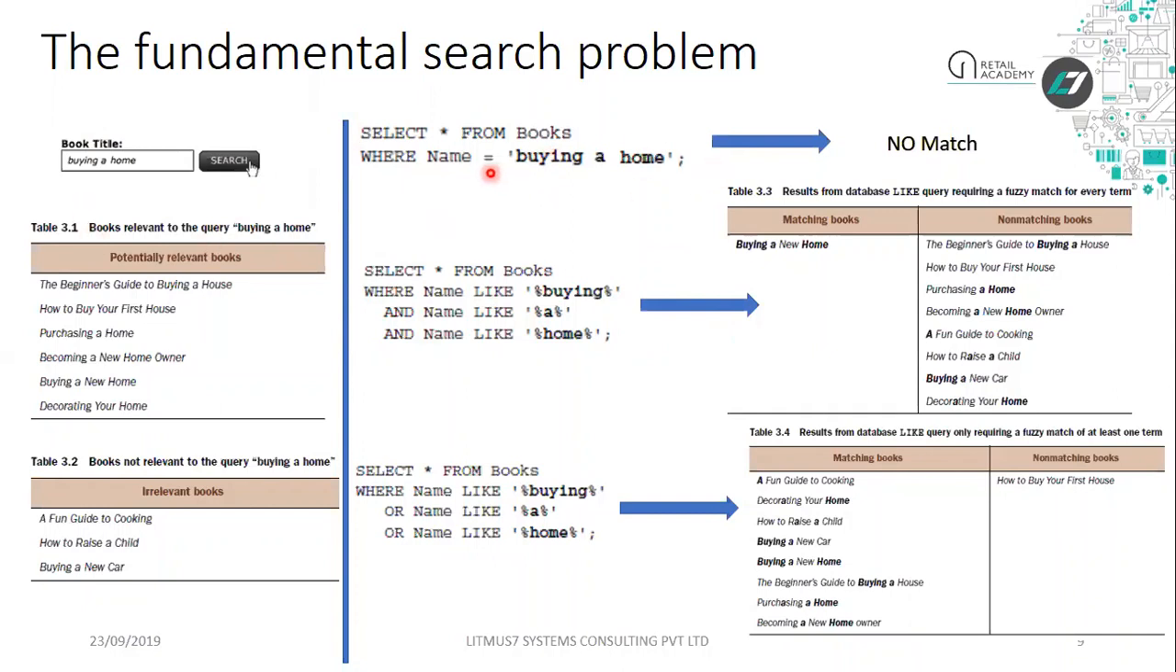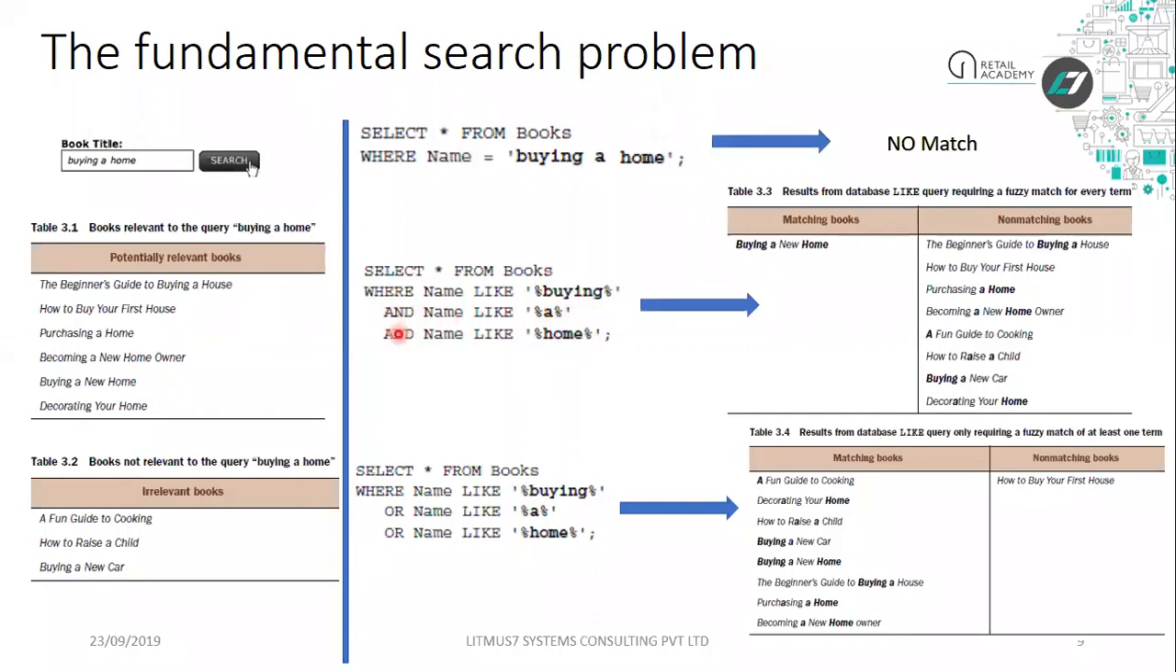What about searching for the entire search term, buying a home? If you try to search for the entire search term using the equal operation, there won't be any match, since there is nothing that exactly says buying a home. And what about we go for a like operation in a relational database? The like operation with the percentages will do the matching for the words that contain these words, right?